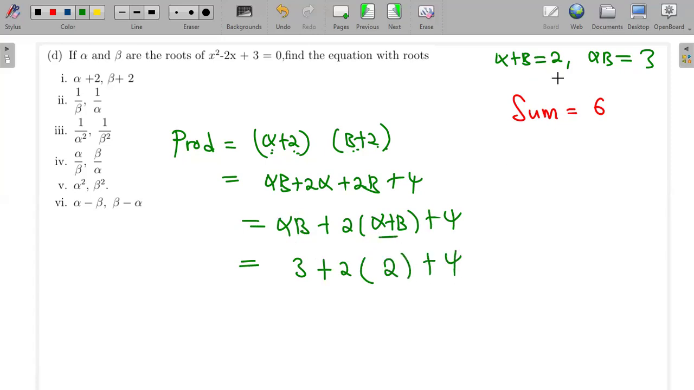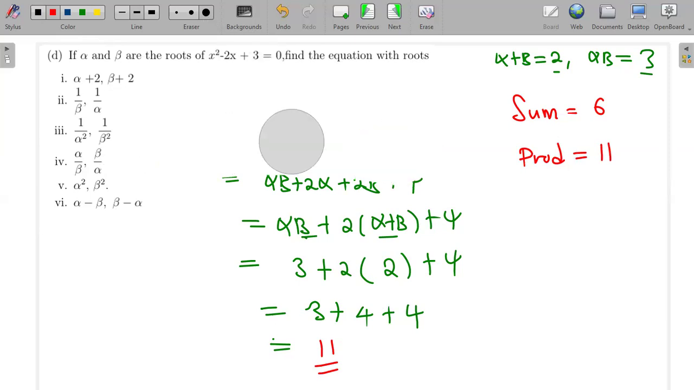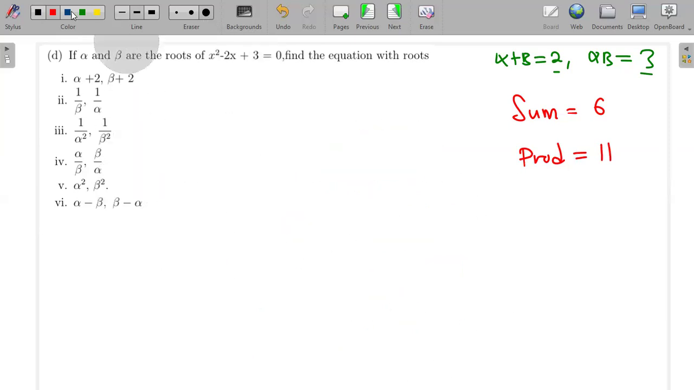Okay, so this value is this value. This value is that value. So we get 3 plus 4 plus what? 4. So meaning here we're just going to have 3 plus 4 plus 4, and we're going to get 11. So the product is what? 11. Okay. So once you have the product and the sum, then you are done finding your new equation.